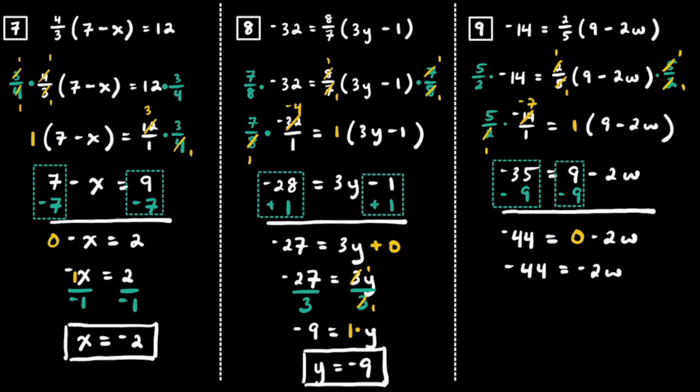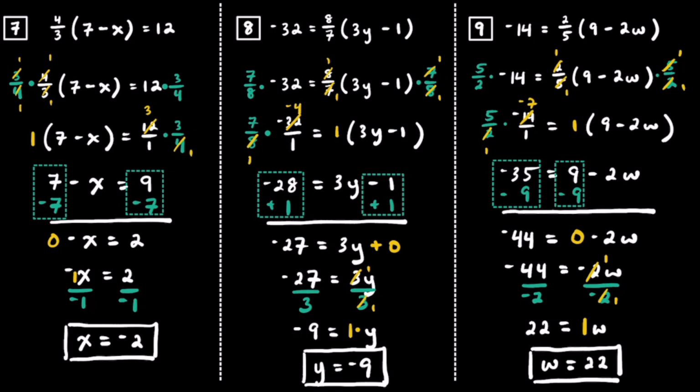And to get rid of this negative 2 and to get a coefficient of positive 1, go ahead and divide both sides by negative 2. On the left side, negative 44 divided by negative 2 is a positive 22. And on the right side, that negative 2 over negative 2 will cancel out to make 1's. So we have 1 times w, or just 1w. And if we know that 22 is equal to 1w, then w should equal positive 22 here. There's our solution.